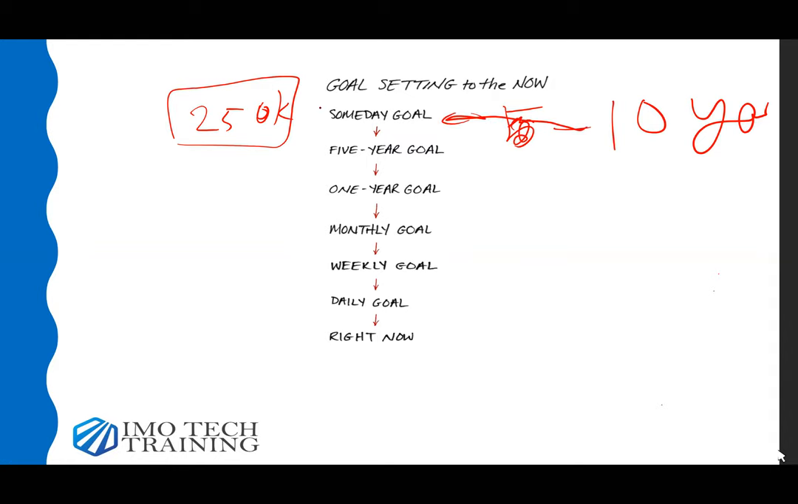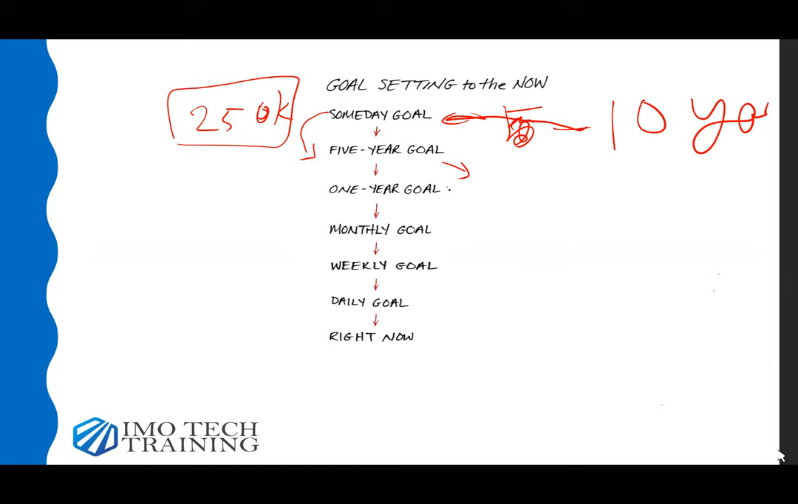Now you've got to come back and say, here's where the goal setting starts to link. Where do I need to be in life? Where do I need to be 5 years from now for me to be in line to reach this 10-year goal? Then you write those things down. Okay, what do I need to be? What do I need to do?